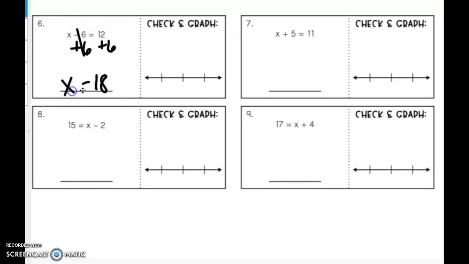And then the x is isolated all by itself. So x equals 18. So we're going to check it by going 18 minus 6 equals 12. And we can put 18 on the graph.